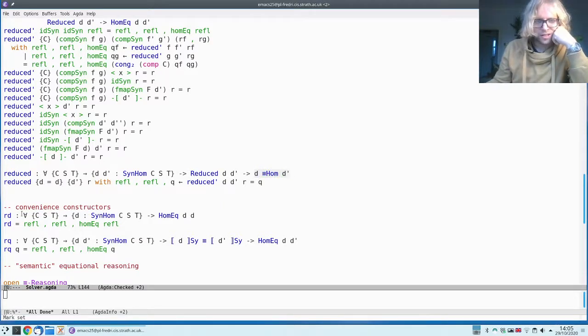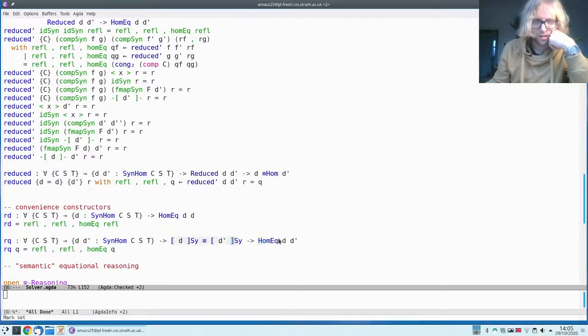And then we have some convenience constructors. So we have something like reflexivity, which shows that d equals d. And it's called RD for R for reflexivity, D because it's applied to D, I think. Point is that it's short, so we can use it a lot without it taking up a lot of screen space. And we have RQ, which we use when we actually have something to prove.